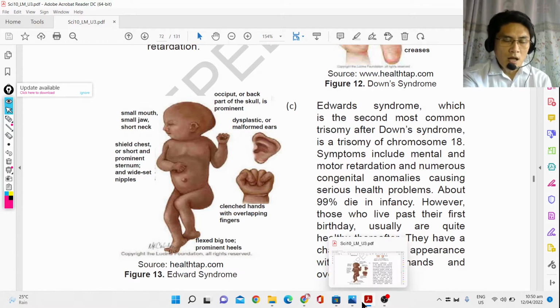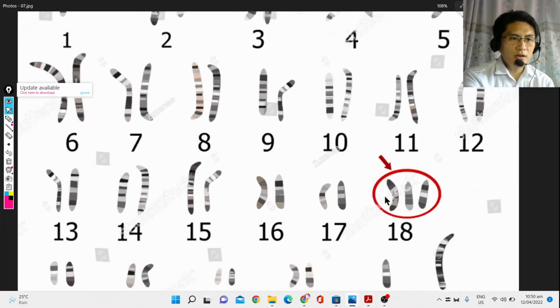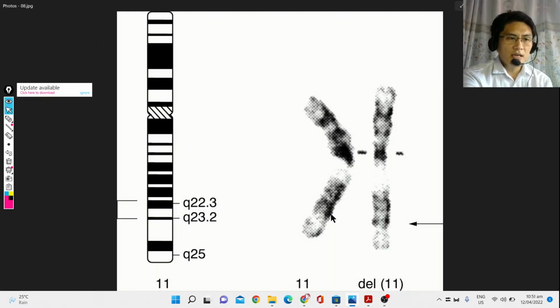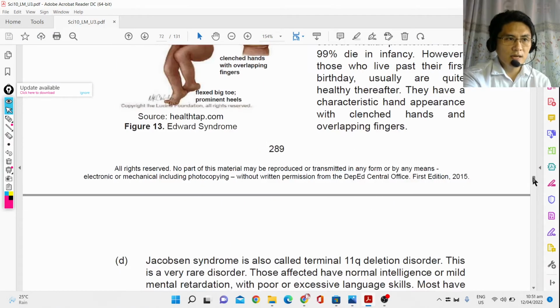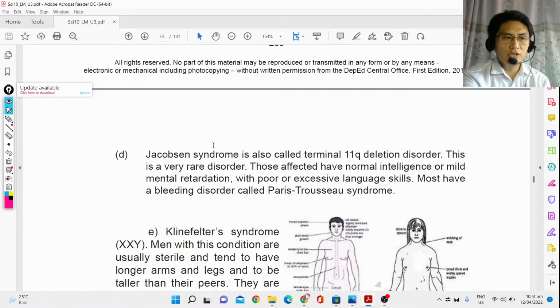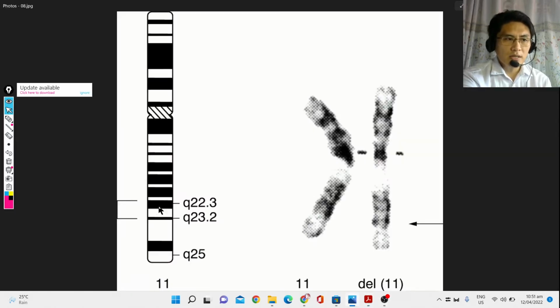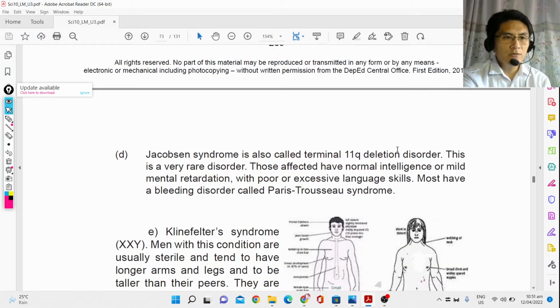Okay, and then after Edwards syndrome, you could also have something like 11q deletion disorder, which is otherwise named Jacobson syndrome. Jacobson syndrome is called 11q deletion disorder because the Q part of chromosome 11 is deleted. That's why it's called 11q deletion disorder. So a portion of the Q part is deleted, and apparently that gives you these characteristics.